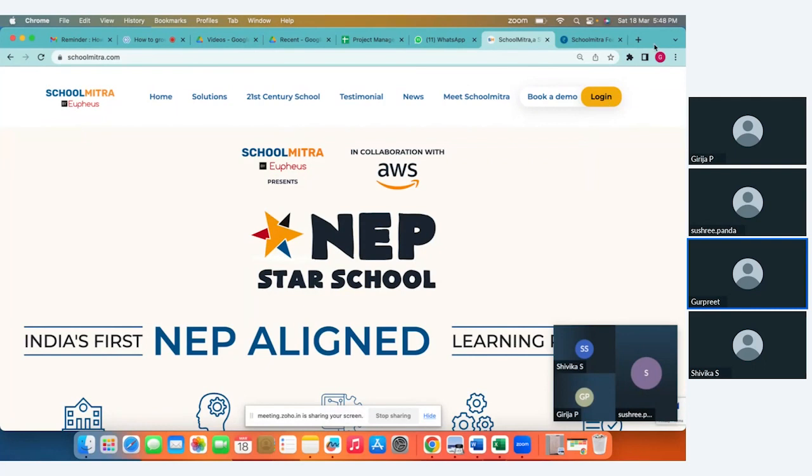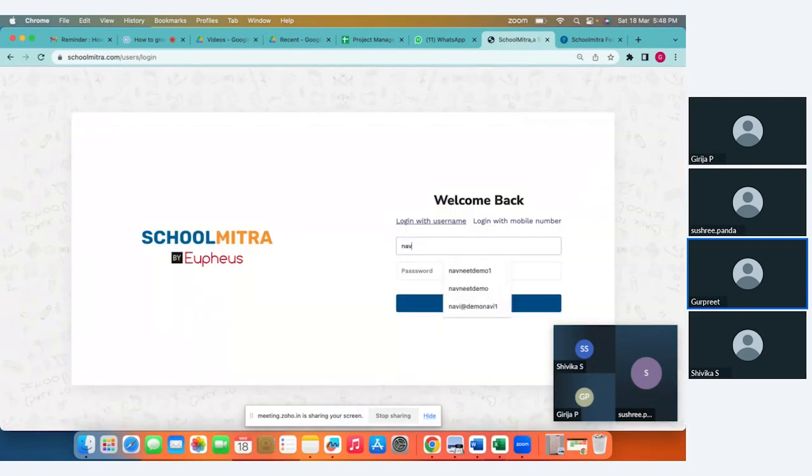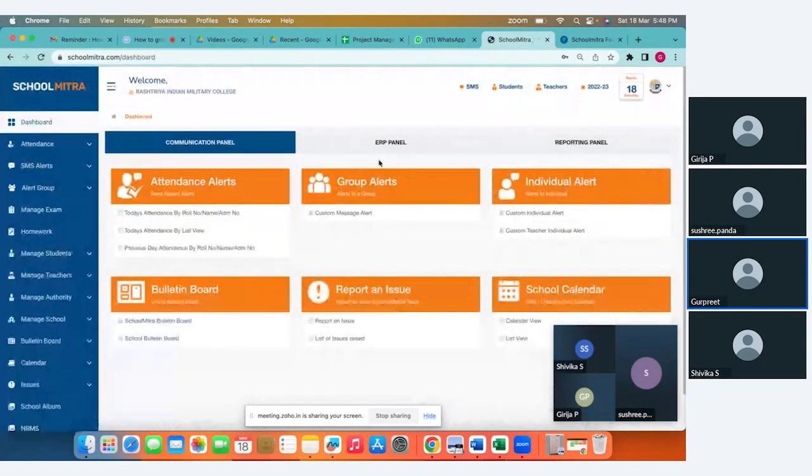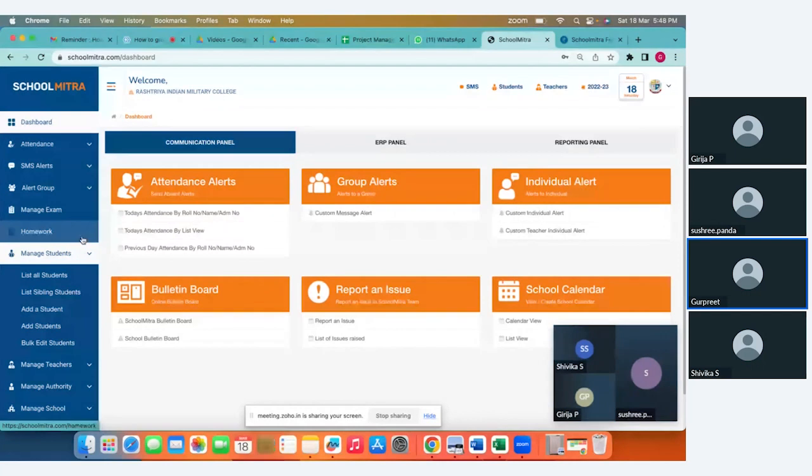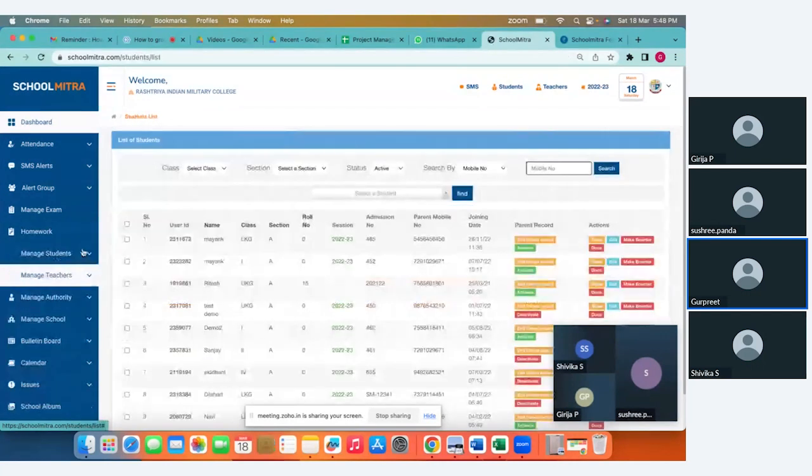So I log on to the demo account. The moment you log into a demo account, the admin would see a panel for communication, and they would also get the privilege of fee. So it's a role-based access. If a school wants to give a separate login to the fee accountant, even that login can be given to the school. As I said, we set up the school, we import all the teachers' data, we import all the students' data. So it becomes an effective solution for the school to manage all the students in a single panel.